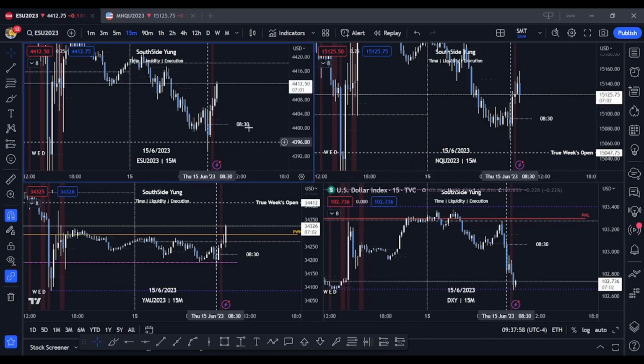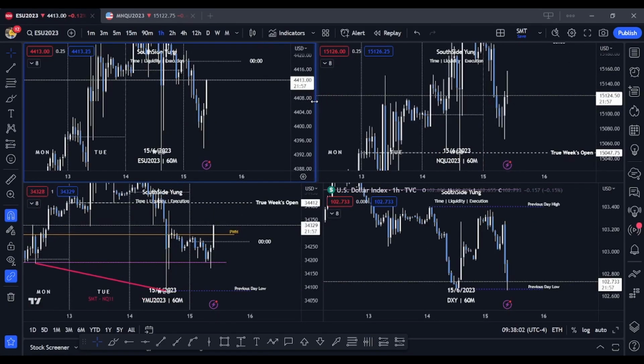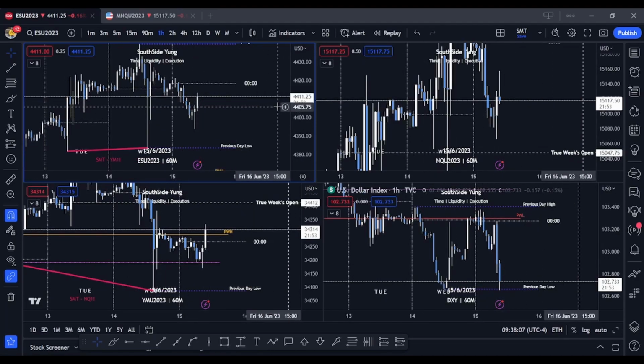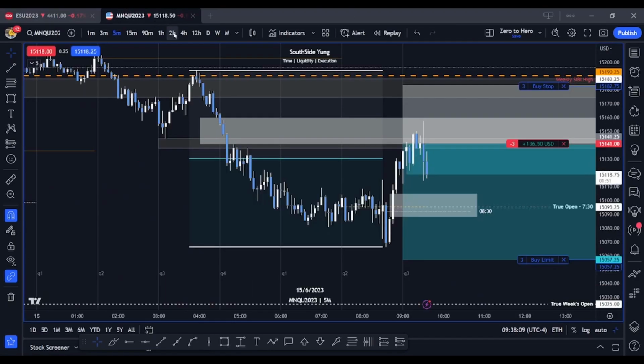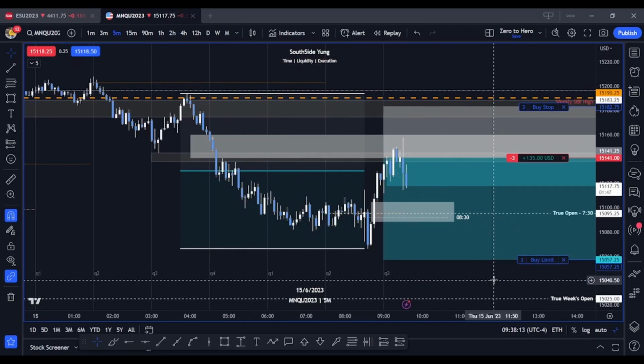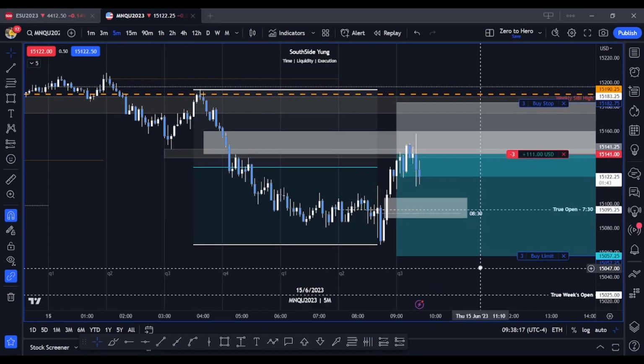As soon as ES finds some sort of weakness, I'm going to check on the hourly here. Okay, ES hourly mitigation from right here. NQ is definitely showing weakness here, definitely maintaining its weakness. I'm going to hold on to NQ here. Excellent entry on the position.